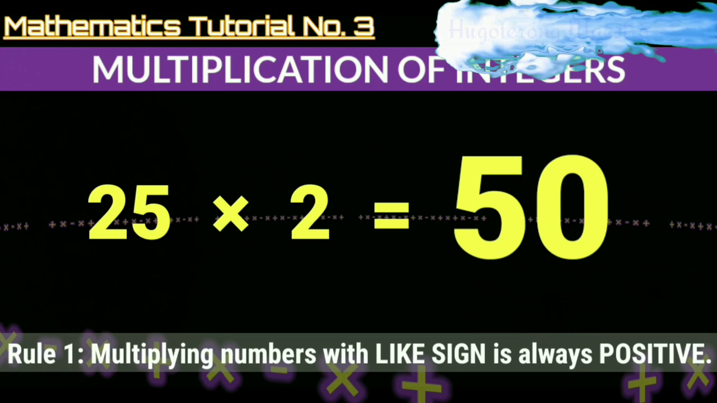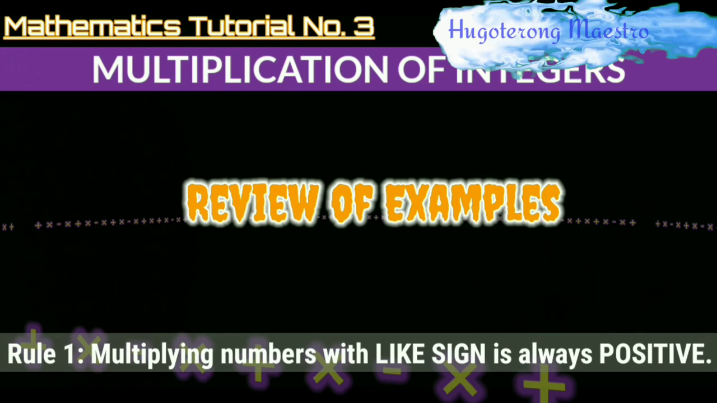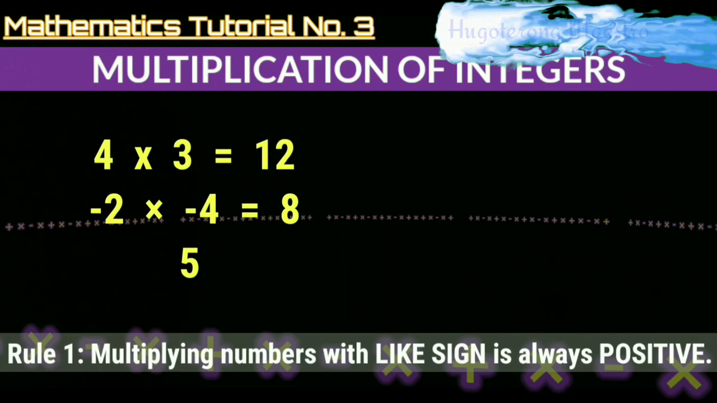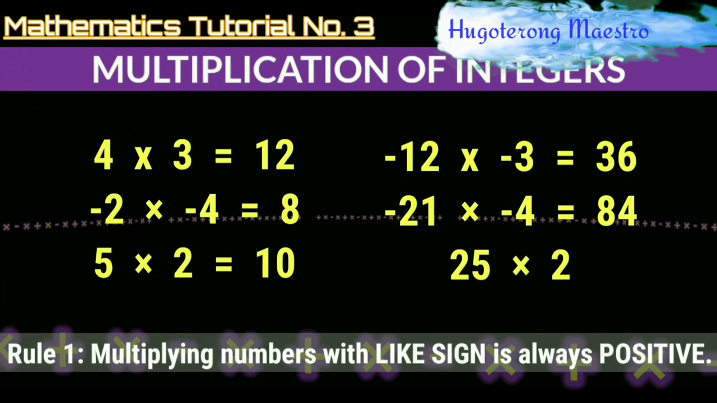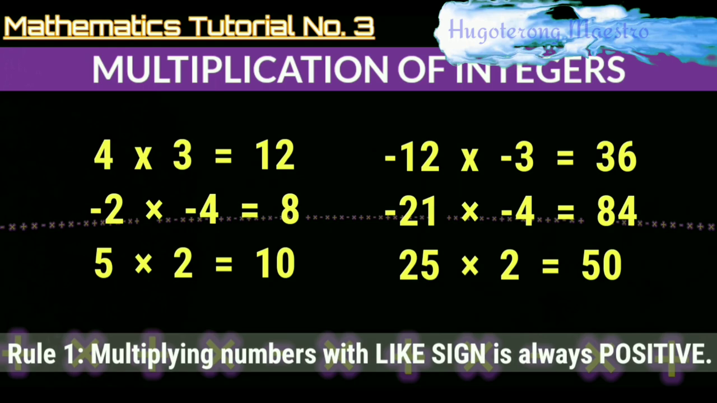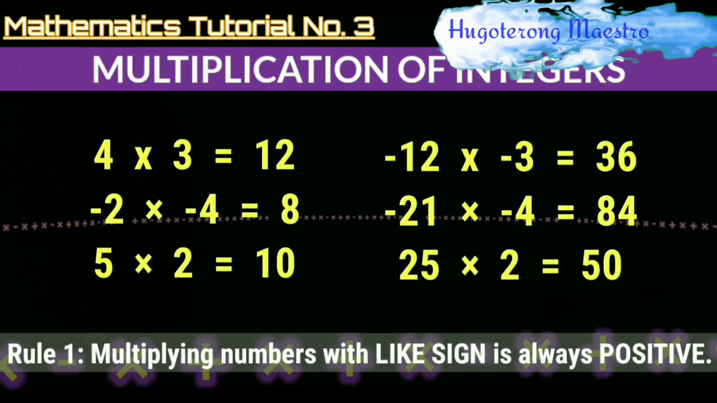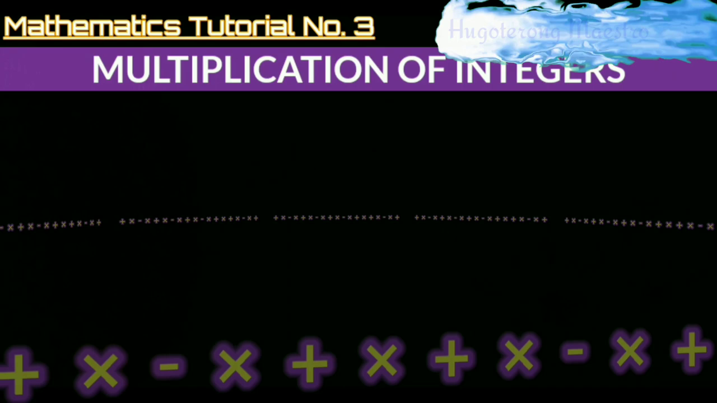So this time, let's have a quick review of our examples. So again, multiplying numbers with like sign is always positive. As we can see in our examples, ang lahat ng sagot natin ay positive kasi ang mga numbers na ating minumultiply ay parehas ang sign. And we're done with rule number 1, so this time, let's proceed to rule number 2.